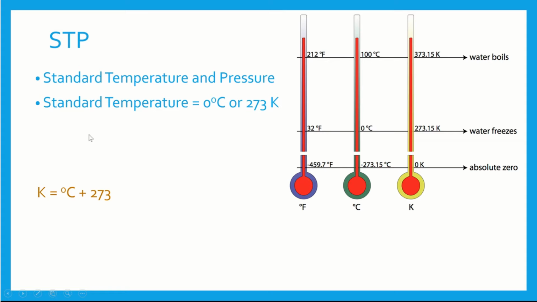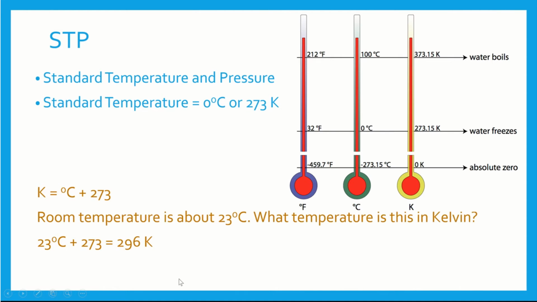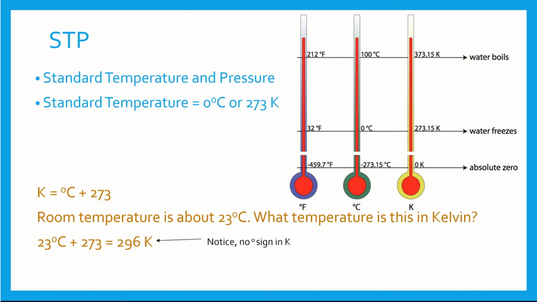That gives us a pretty easy conversion. Kelvin is equal to degrees Celsius, whatever degrees Celsius you have, plus 273.15. So room temperature is 23 degrees Celsius. What temperature is this in Kelvin? Well, 273 plus 23 degrees Celsius tells you you have 296 Kelvin. Again, notice there's no degree sign. That would cost you a quarter or a half a point because it's not the correct unit. So watch that degree sign. It's only on Celsius, not on Kelvin.